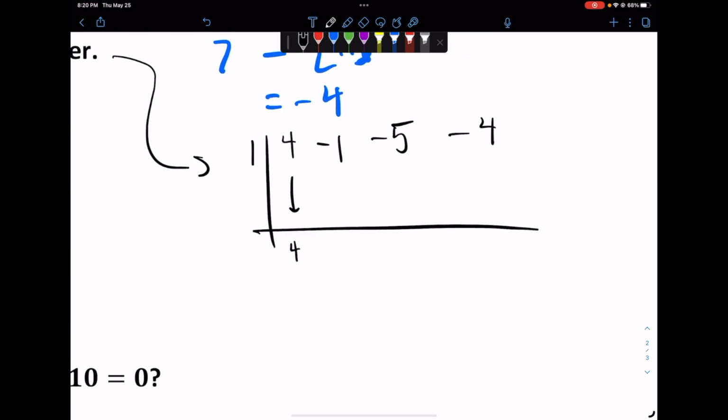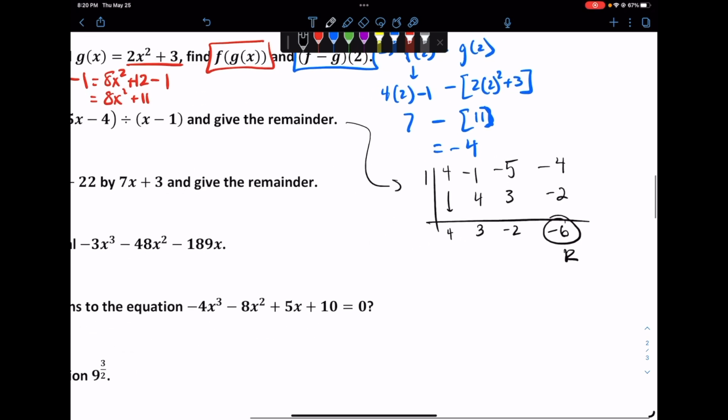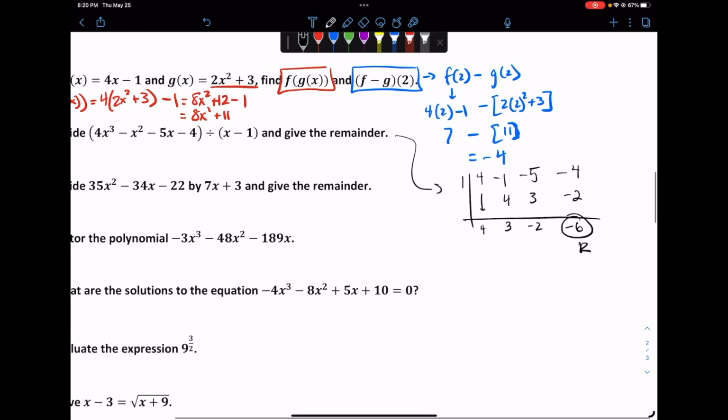Alright, so we're dropping the 4, multiplying by 1, we get 4, minus 1 is 3, 3, that's negative 2, so negative 2, negative 6. That's our remainder. So we could rewrite the function. We're going to have 4x squared plus 3x minus 2 minus 6 over x minus 1. But the remainder is just going to be negative 6.